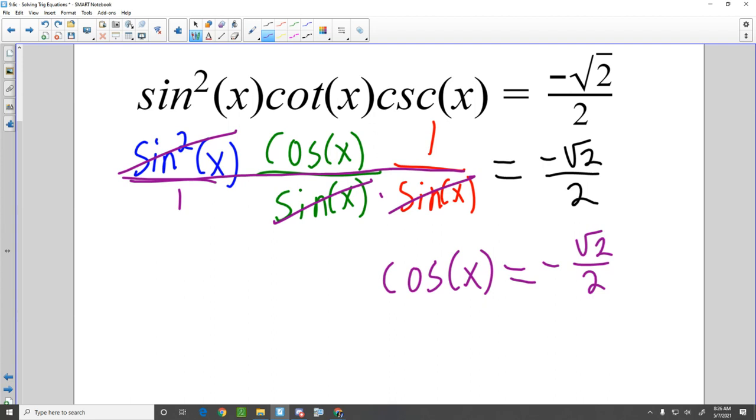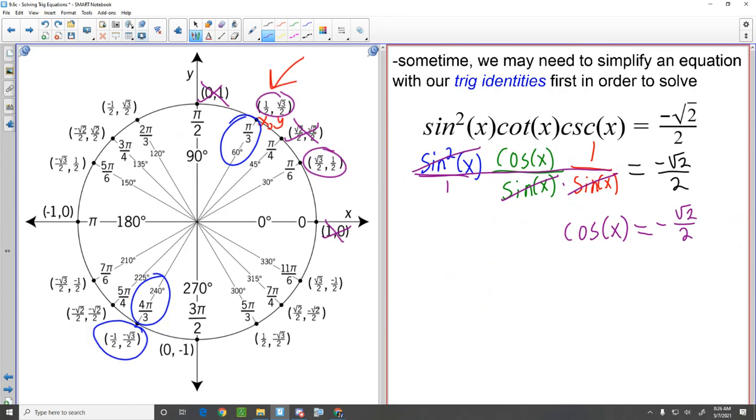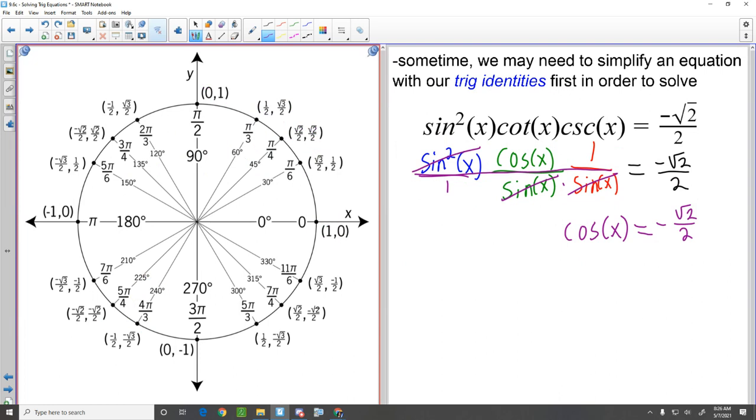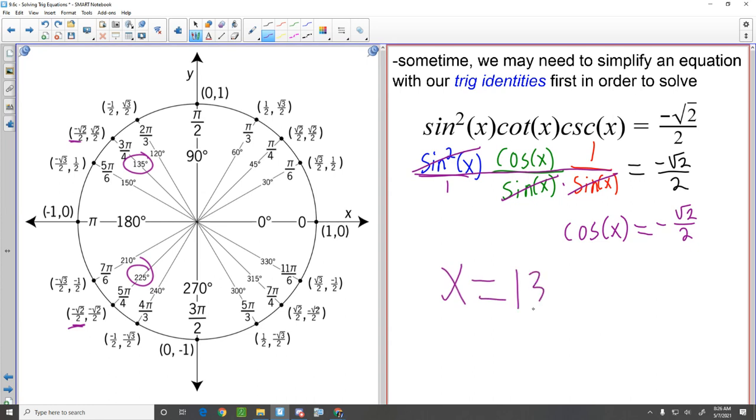So cosine, that's just your x coordinate. Negative root 2 over 2. All right, so going to the left on my unit circle, that's quadrants 2 and 3. So I'm looking over here. Cosine, x coordinate, up negative root 2 over 2, negative root 2 over 2. So what we got? 135 and 225. Anybody else get those? Yeah? Wonderful work. So x equals 135 degrees and 225 degrees.